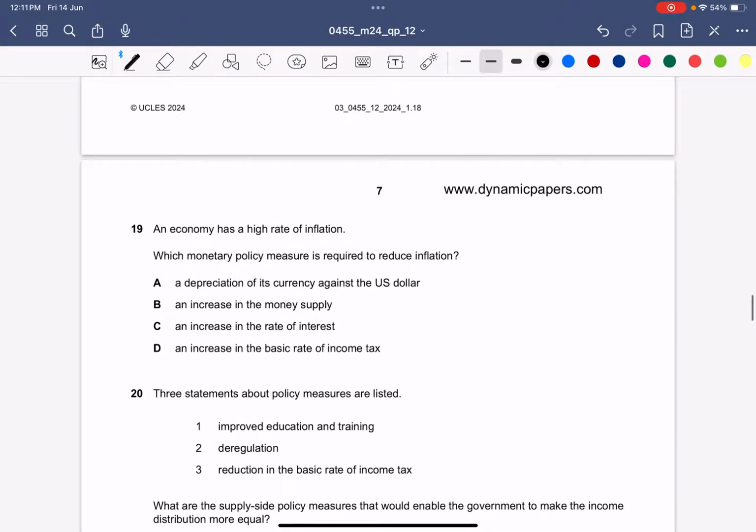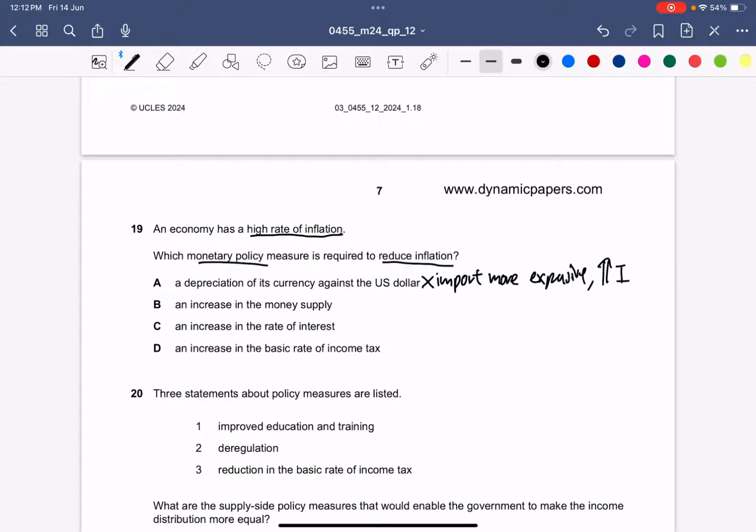Question 19. An economy has a high rate of inflation. Which monetary policy measure is required to reduce inflation? A depreciation of its currency against the US dollar. No, this is wrong, because when your country's currency weakens, imports will become more expensive. So this in turn increases inflation. This increases the inflation, so it's wrong.